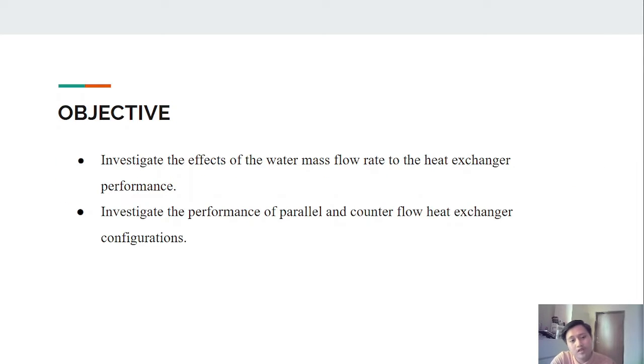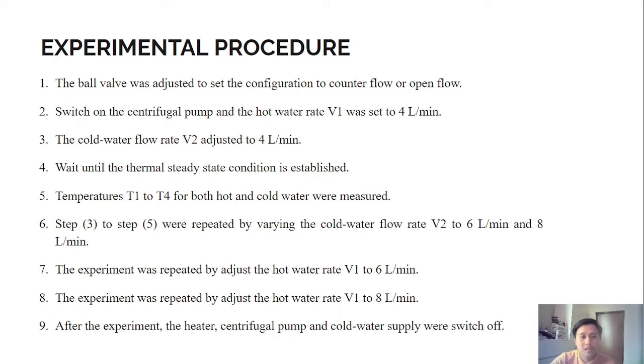The objectives of this experiment are, first, to investigate the effects of the water mass flow rate on the heat exchanger performance, and second, to investigate the performance of the parallel and counter flow heat exchanger configurations. For the experimental procedure, there are 9 steps we must follow.